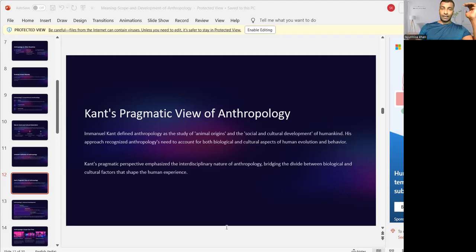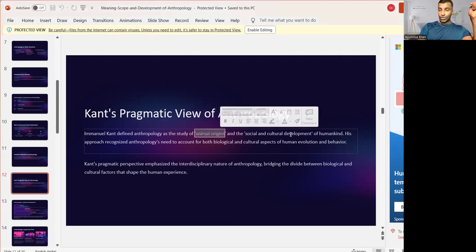So when you write the answer according to Immanuel Kant, Immanuel Kant defined anthropology in his book Anthropology from a Pragmatic Point of View, he gave a different perspective or understanding of anthropology, as a study of animal origin and the social and cultural development of humankind. So if you look at this definition, it bridges the biological and cultural aspects of human evolution and recognizes that anthropology must account for both. So the biological aspect and the cultural aspect, right? So here you can see animal origins and the social cultural development. Both are taken into consideration.